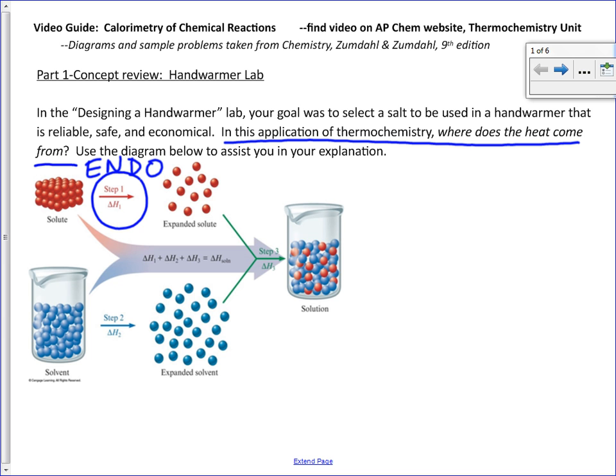And the second thing that needs to happen in the solution formation, step 2 here, which is also endothermic, is that the solvent particles have to also expand and separate a little from each other, so that the 2 phases can mix. And then step 3, that's the formation of new attractive forces between the solute and solvent particles. That step is exothermic.